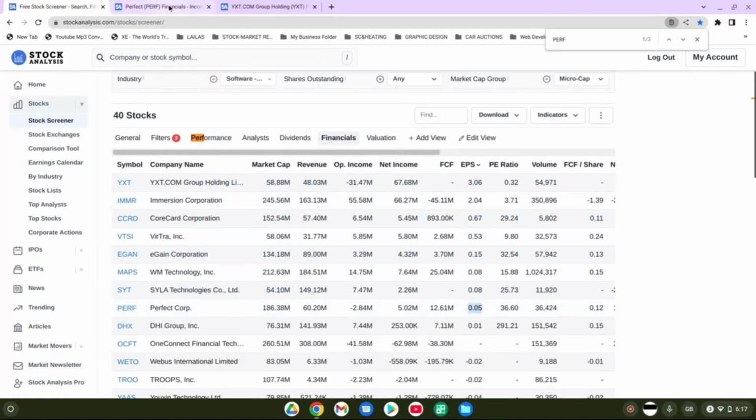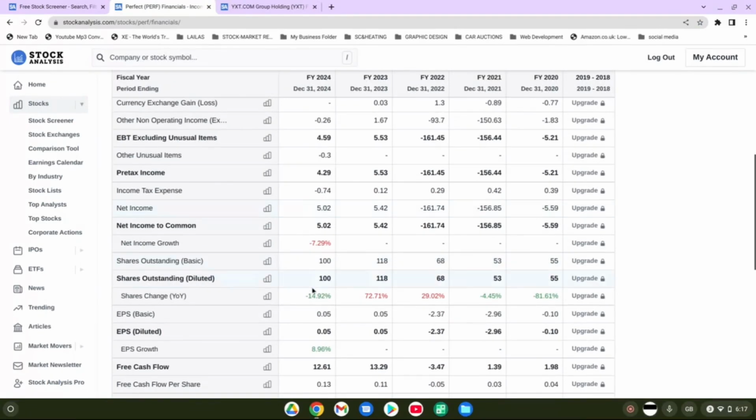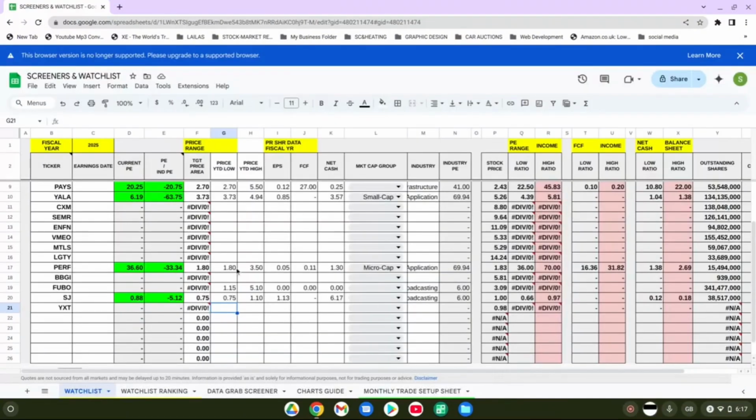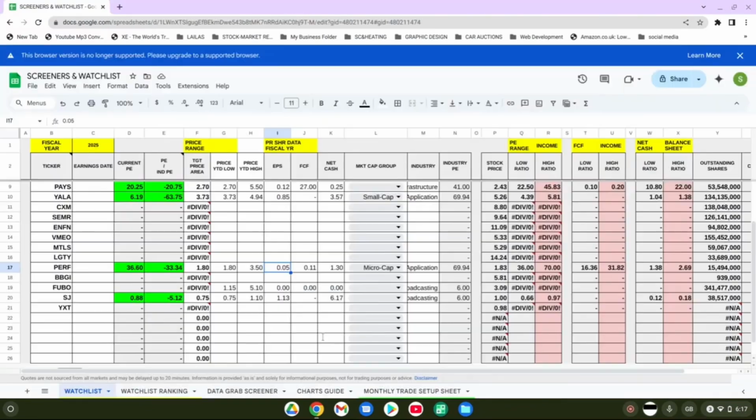Its earnings per share at the moment was a lot higher than PERF, which we've been watching now for some time. And also we were looking at the earnings per share from its last financial year at 5 cents per share. So we're just going to quickly move over to our sheet, and as you can see, we're just going to grab some data and update the spreadsheet as we go.